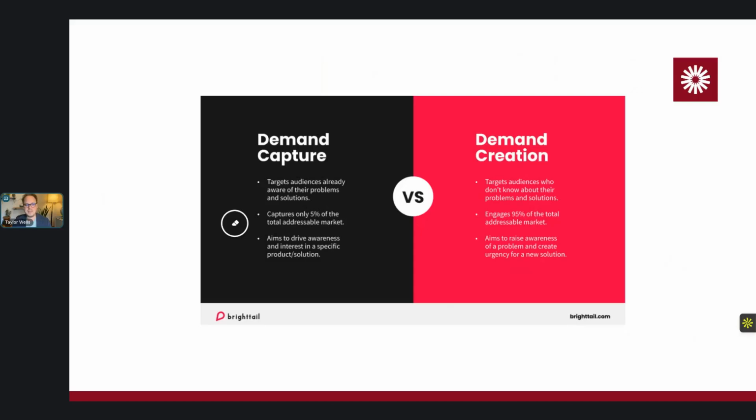So intent, really looking at, there's only a certain amount of folks in market, right? And so this is where demand generation has come about, is that all the tactics for demand capture, which we'll talk about in a second, don't work as well for demand creation.